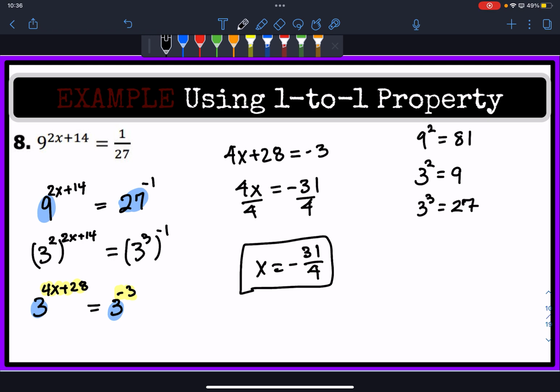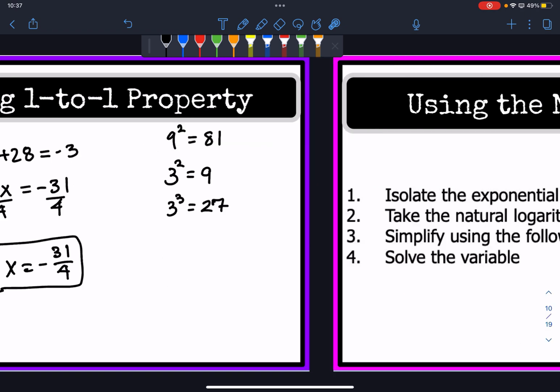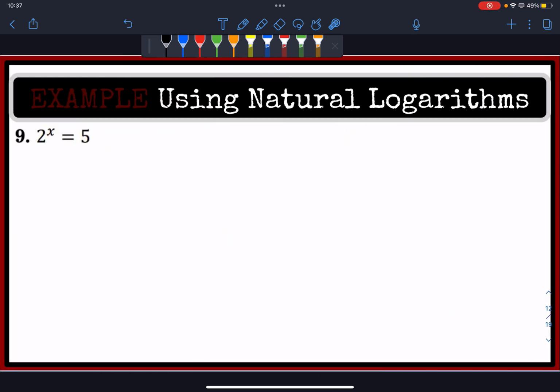Now, this technique works well when we're able to find a way of rewriting these bases to a common base. But let's say we can't do that, like in this example. In example number 9, there is no way of getting 5 to be written as 2 to some power. And well, 2 is a prime number, so there's no way of rewriting both of them, switching both of them, like we did the last several examples.